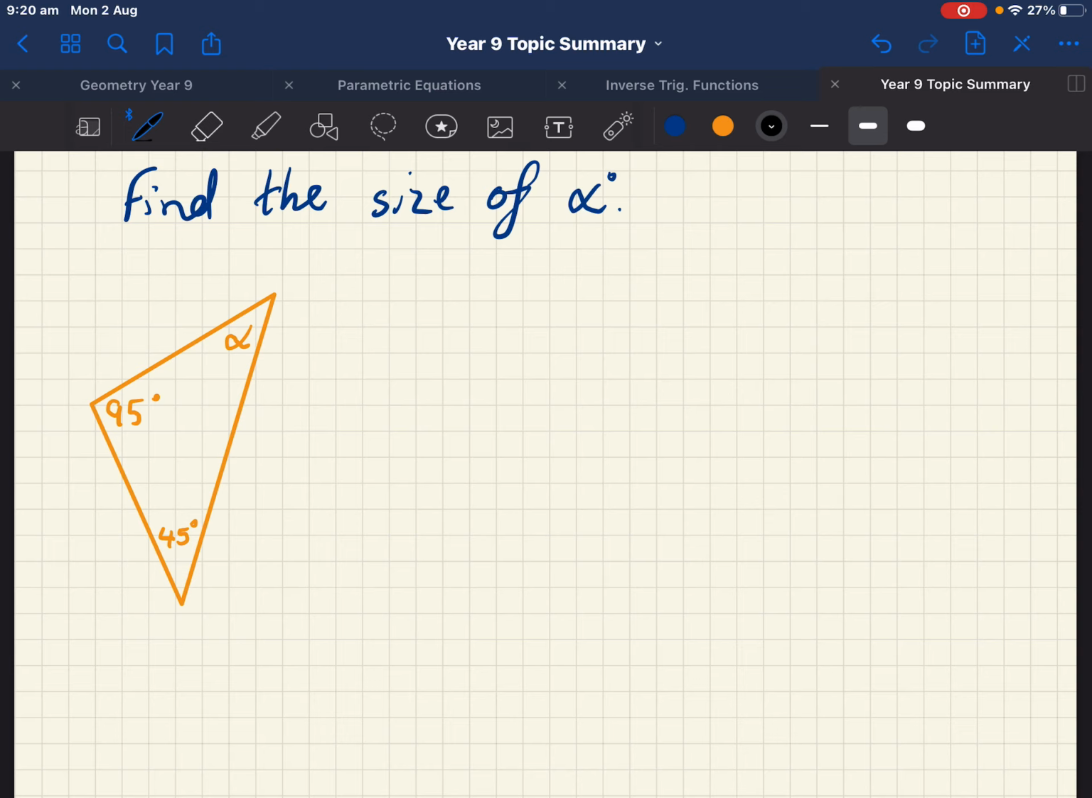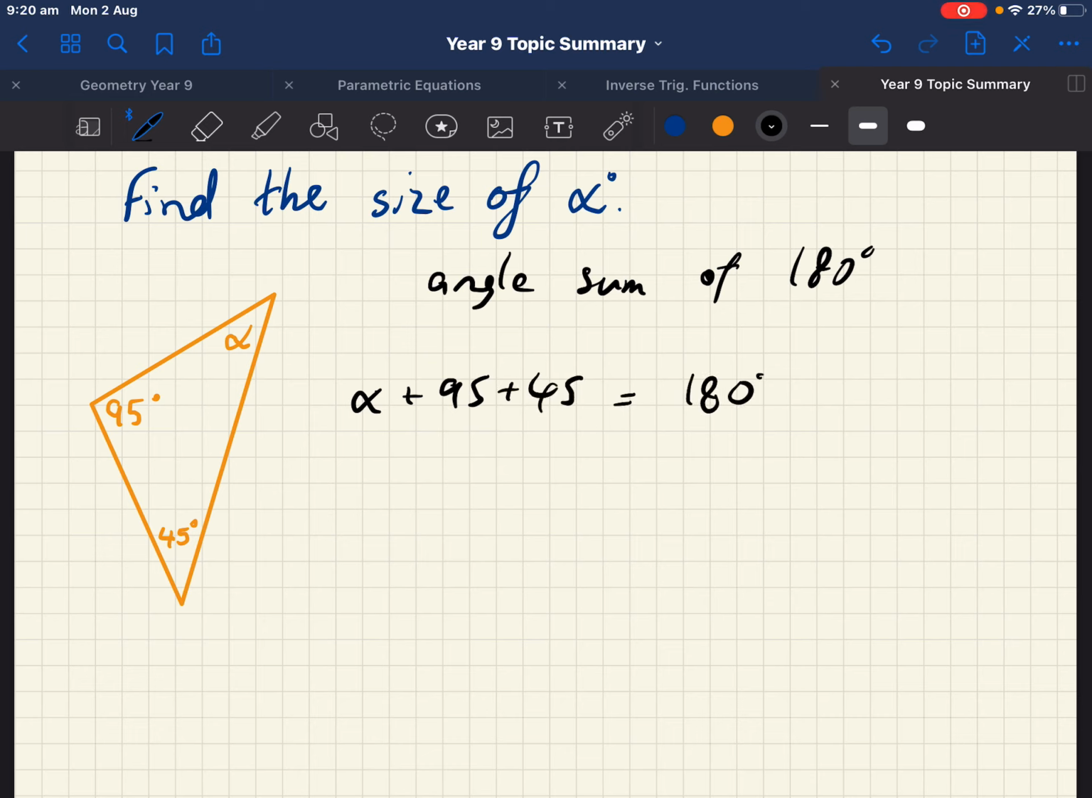A triangle has an angle sum of 180 degrees, right? The three angles add up to 180. So that means that this angle plus this angle plus this angle, the three angles, if you add them together, will add up to 180 degrees. I'm just going to simplify this here. You end up with 140.